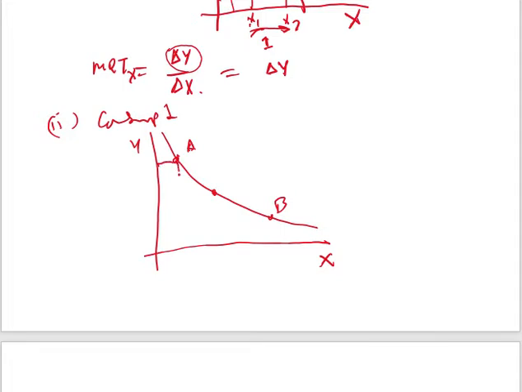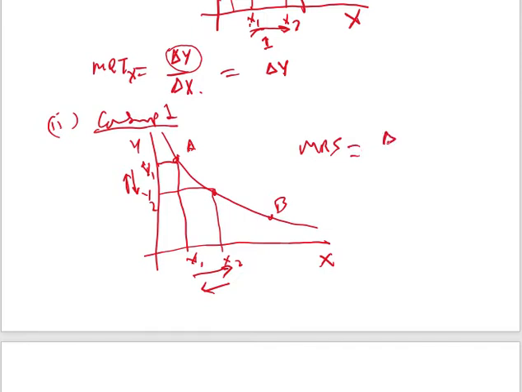Now, at point A, the consumer can choose to consume X1 with Y1, or can choose to consume X2 with Y2. The same is happening if the consumer would like to increase X, then must reduce Y. If he wants to increase Y, then he must reduce X, because resources are scarce. So in consumption, similar to the MRT, we call this the marginal rate of substitution.